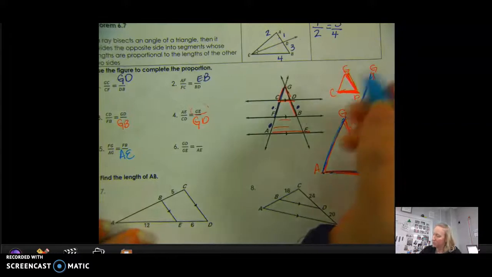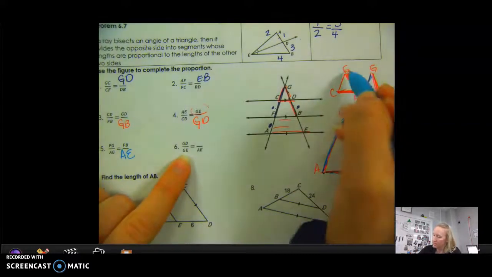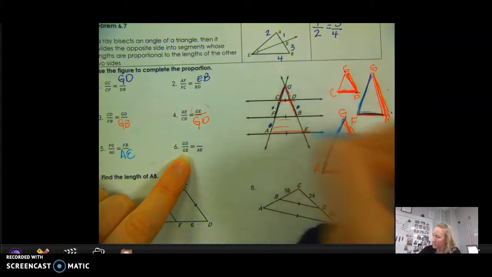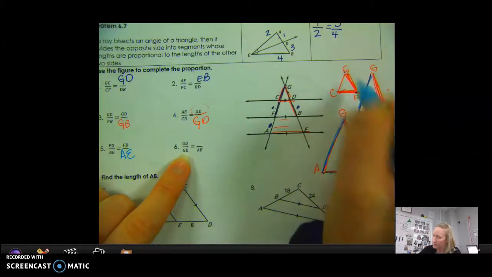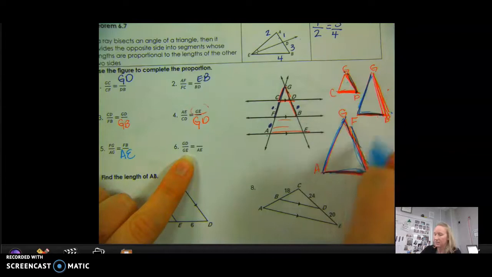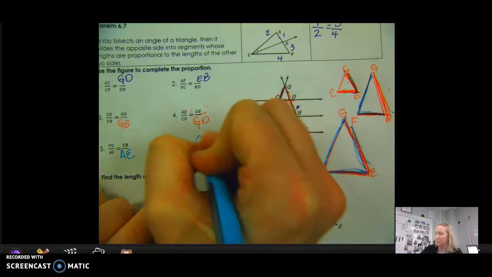Last one in this section, G to E, so side of the little over G to E over side of the big. Side of the little over side of the big equals something over base of the big. So that'd be base of small, which is C to D.